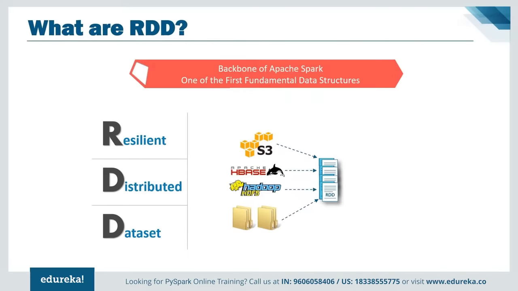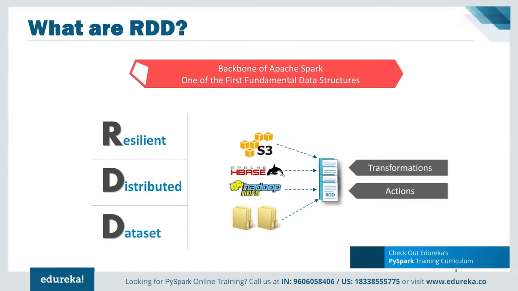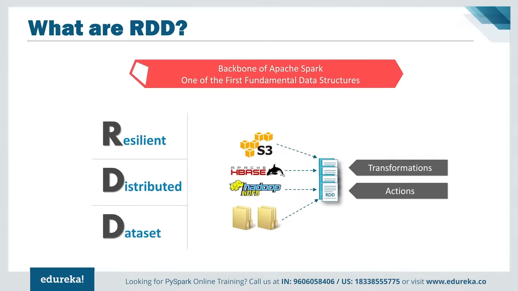Now, RDD supports two types of operations, namely transformations and actions. Transformations are the operations which are applied on an RDD to create a new RDD. These transformations work on the principle of lazy evaluation. So what does lazy evaluation mean? It means that when we call some operation on an RDD, it does not execute immediately. Spark maintains a record of which operation is being called through a directed acyclic graph known as a DAG.